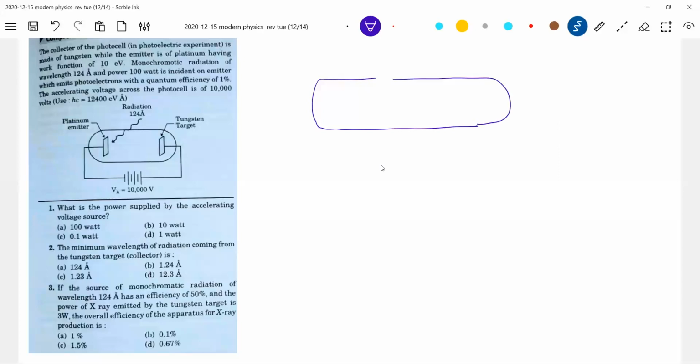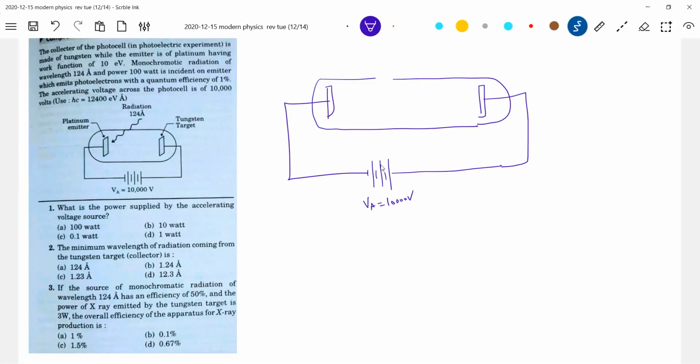Understanding the purpose, this is what we know. Cathode. This is the accelerating potential, 10,000 volt. Here is the radiation incident. We can call this a cathode which will collect the ejected electrons here.